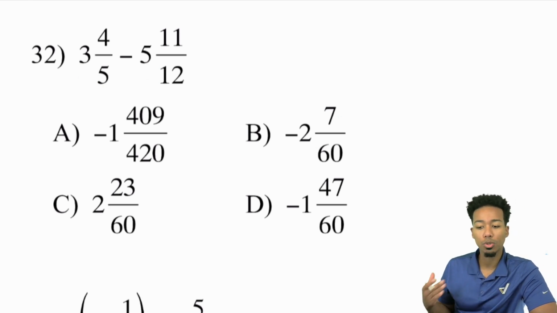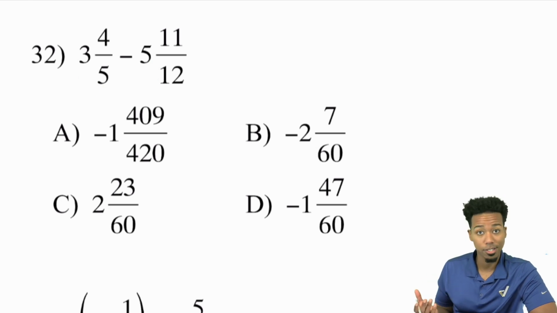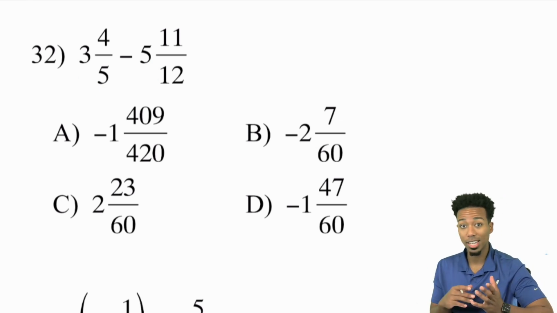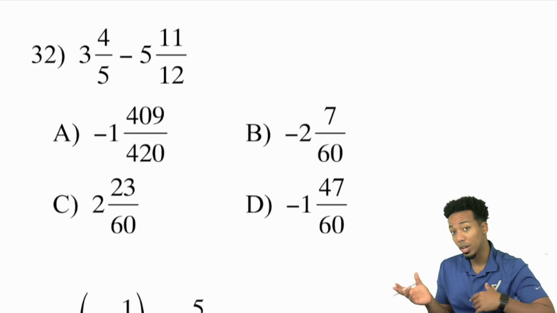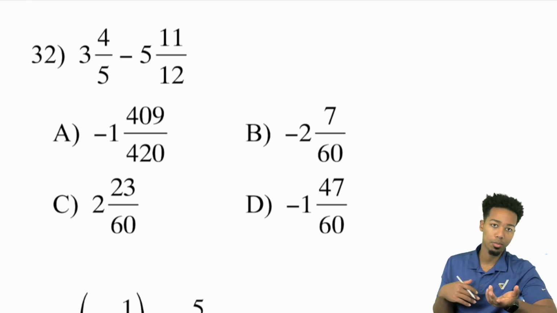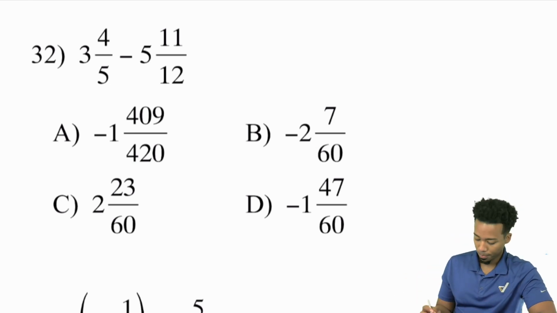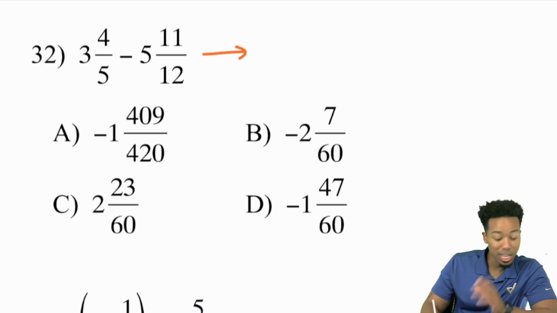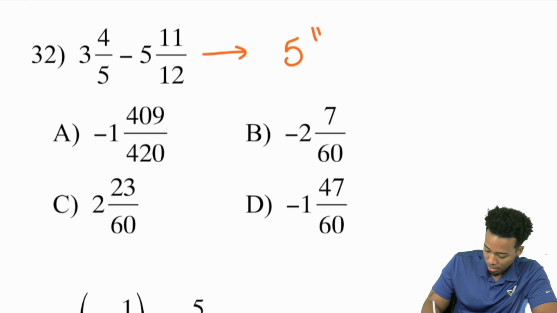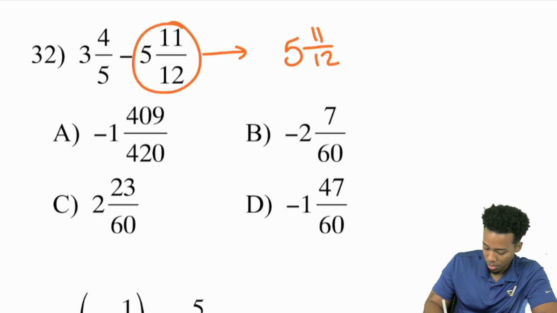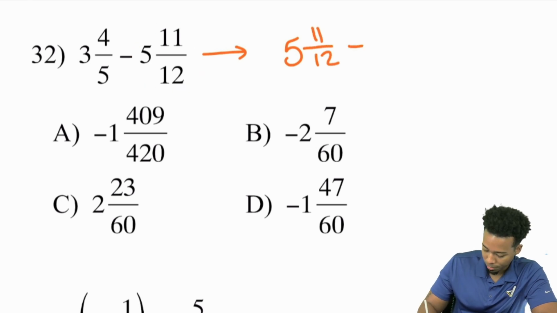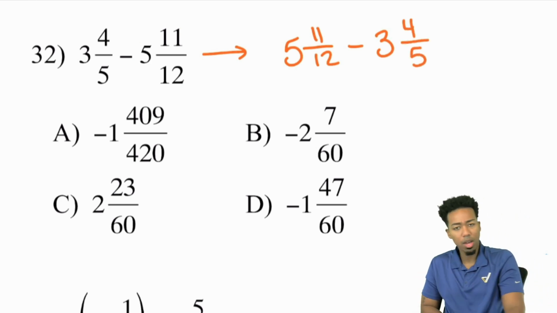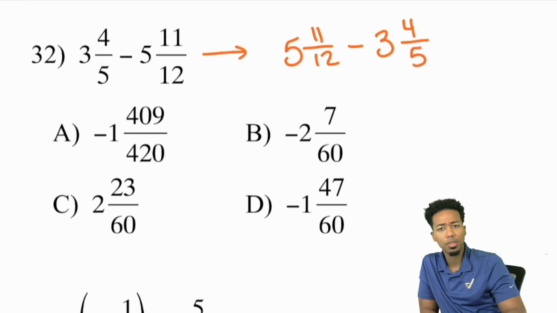But remember that subtracting is literally going to be the same as just taking the difference. That's it. The positive or negative at the end just tells you if you took away too much or you took away a smaller number. So here's what I'm going to do. I'm going to change this to make it easier on myself. I'm going to change it to 5 and 11/12, the beginning number right over here, minus the other one, 3 and 4/5. I'm just going to switch it up that way.